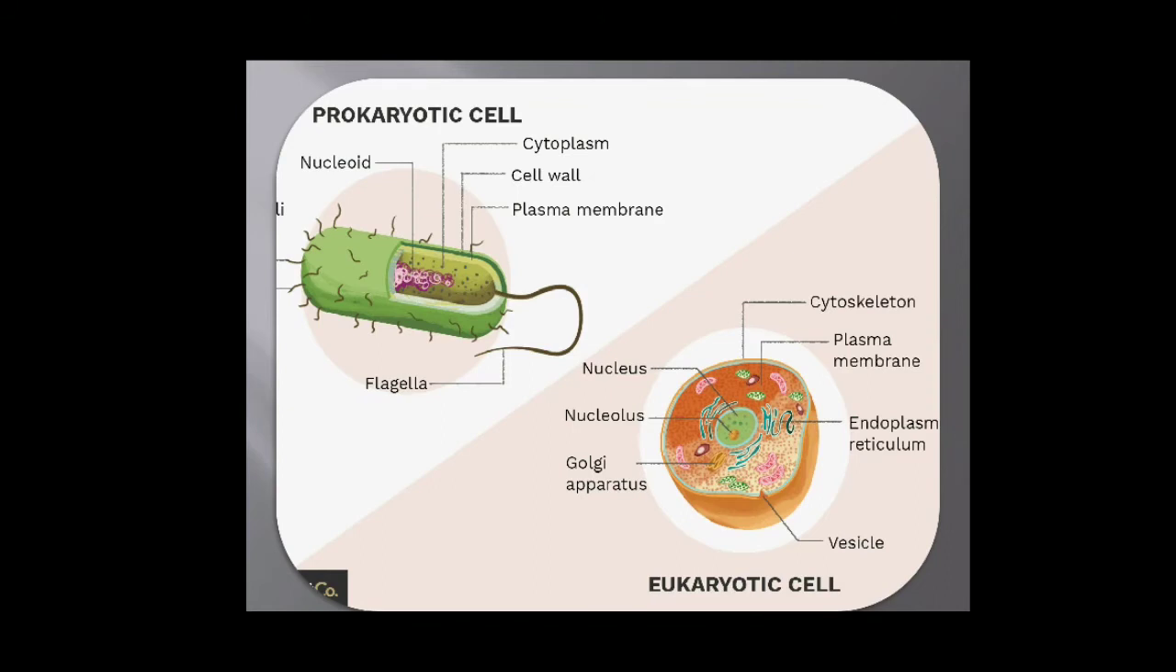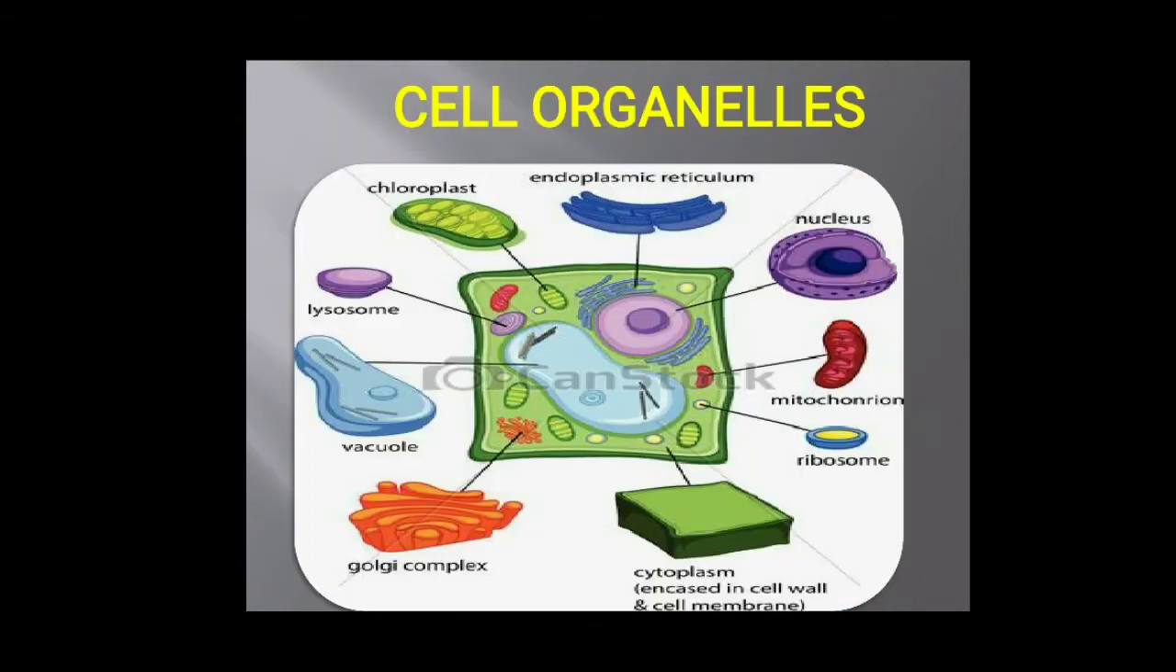Based on the presence and absence of nucleus, cells are divided into two types. The cells which do not have a proper membrane-bound nucleus are called prokaryotic cells, and the cells which contain a well-defined nucleus are called eukaryotic cells. So cells like bacteria come under prokaryotic cells, and all the plant and animal cells are considered eukaryotic cells.